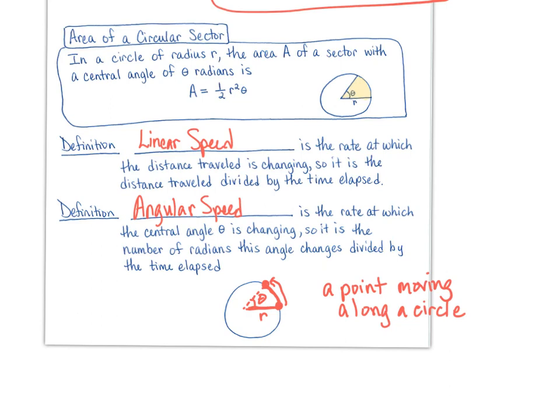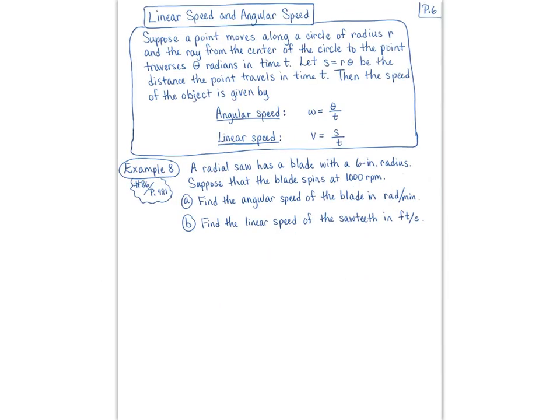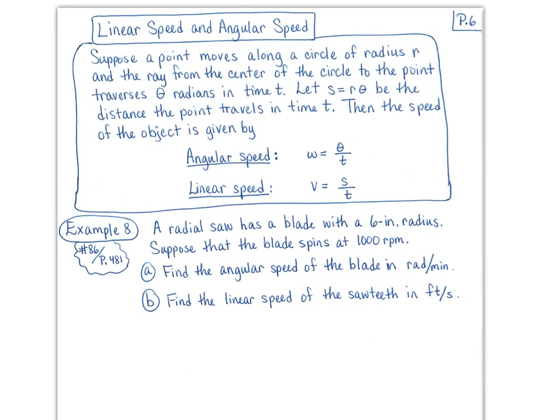So just to formalize, the math formulas with these concepts are on the next page. Linear speed and angular speed. Suppose a point moves along a circle of radius r, and the ray from the center of the circle to the point traverses theta radians in time t. Let s equal r times theta, so you have your length. Let that be the distance the point travels in time t. Then the speed of the object is given by the following.